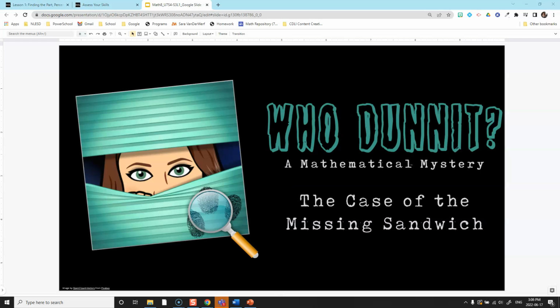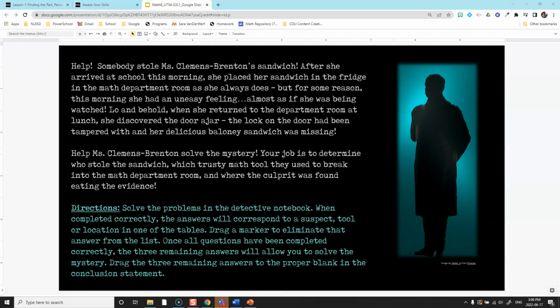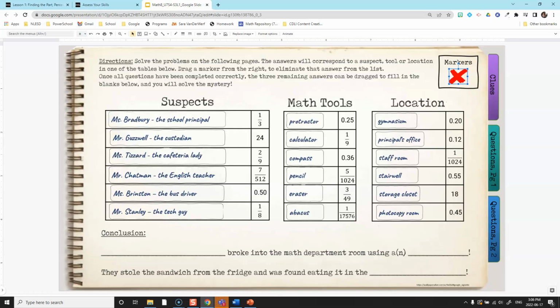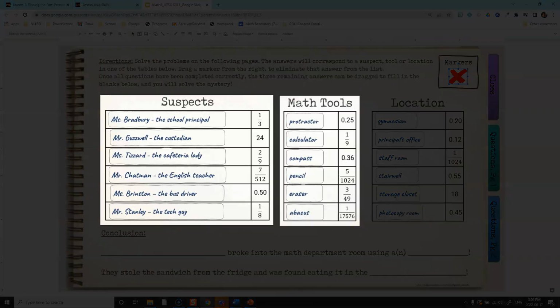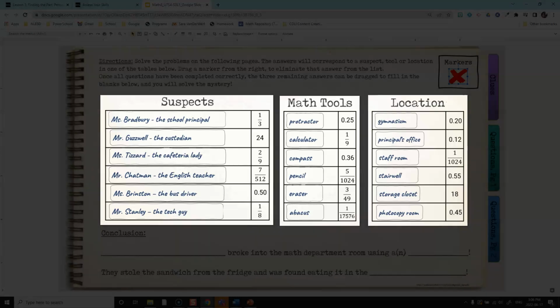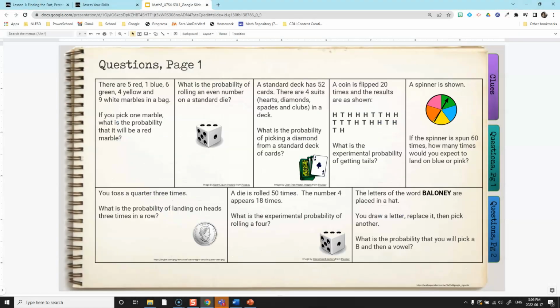So you'll proceed to the next slide by moving the wheel on your mouse or by scrolling down. You're given the background of the story and the directions of how to navigate the detective notebook. When you proceed to the next page, you see these tables with a list of suspects, a list of math tools, and a list of locations. And when you proceed to the next page in the detective notebook, there's a list of questions that you have to solve in order to figure out the answer to the mystery.